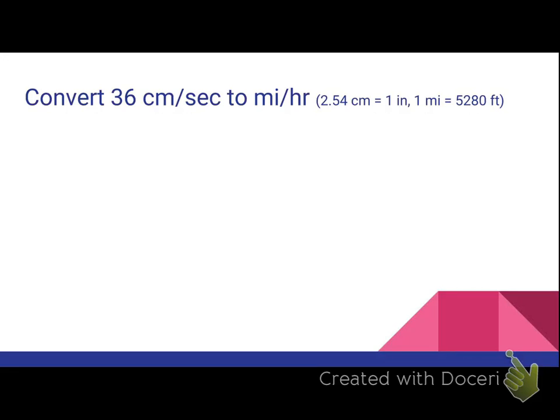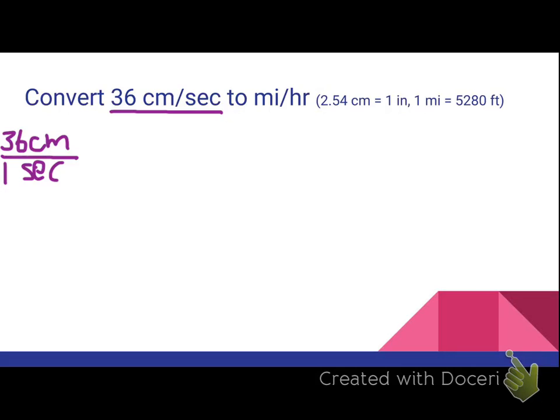So when you are setting this up, we are given 36 centimeters per second. When we write that, it's 36 centimeters per second. And if it's per second, that really means 1 second. So if you want to put the 1 there, you can.